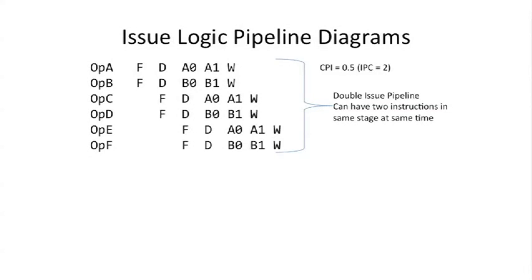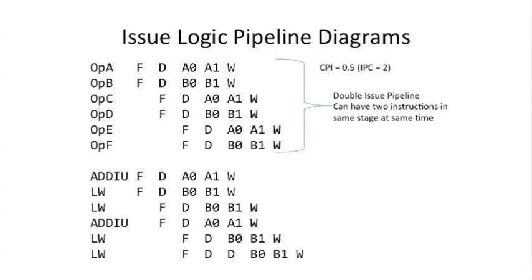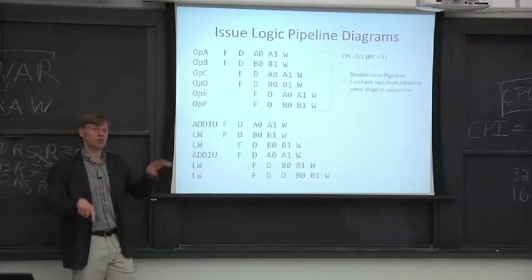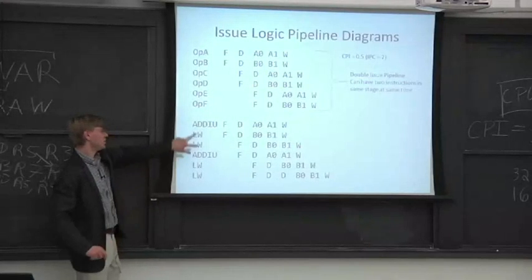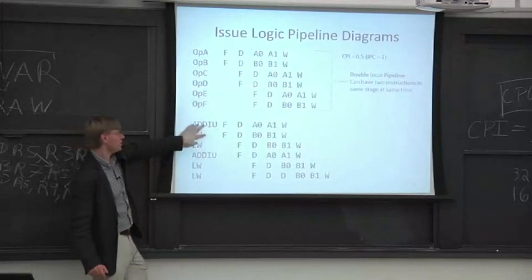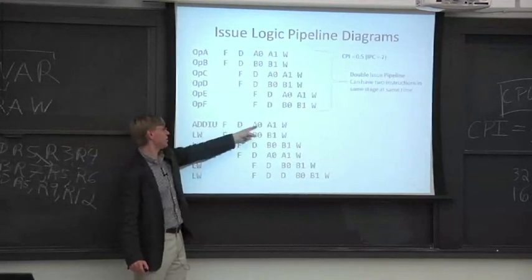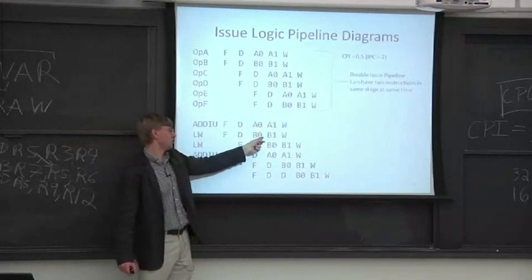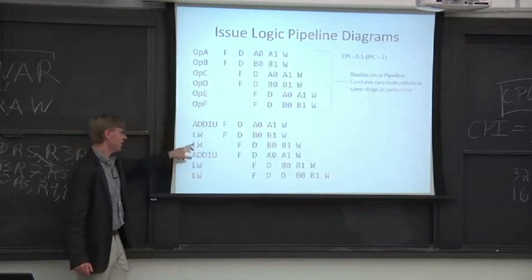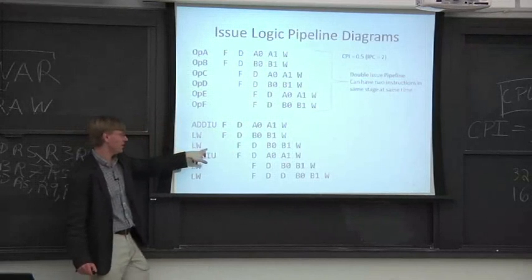We have add, loads, some more loads, an add, a load. Your issue logic, that swapping logic, actually will have to move instructions around in this case. So we have this add and this load. Well, this is actually easy. The add goes to the A unit. The load goes to the B unit. No problems there.